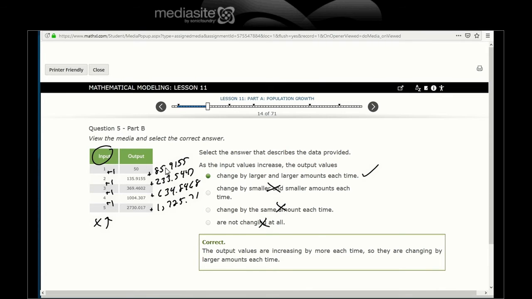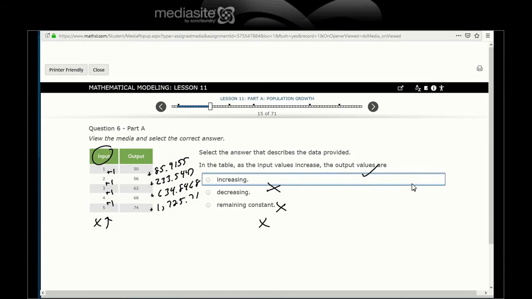Is there a pattern here? Times 3, times 3. Roughly by a factor of 3. Roughly. No, we don't want to do that. Yes, I do.